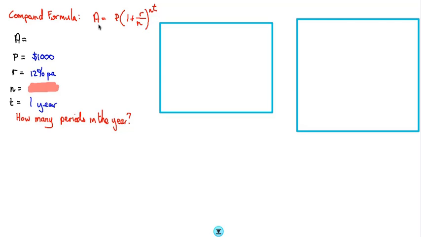A is the amount you have at the end of the compounding period. P is the principal, the amount you start with. R is your nominal interest rate. N is the number of compounding periods. And T is the number of years that this compounding period will go for. So are you looking at 1 year or 2 years? Or are you looking at half a year? Therefore, T would be 0.5. So let's just look at $1,000 invested at 12% per annum for 1 year.